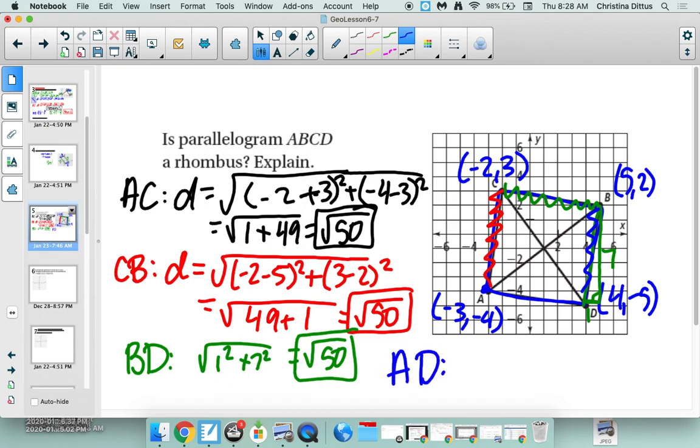Last one, AD. Draw your little triangle. This is 1. This is 1, 2, 3, 4, 5, 6, 7. Square root of 1 squared plus 7 squared. Oh my gosh, it's a rhombus. It is a rhombus.